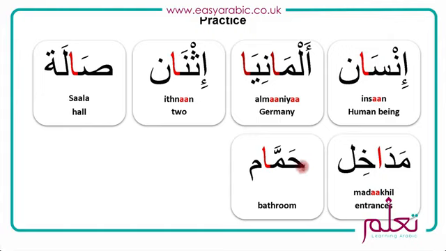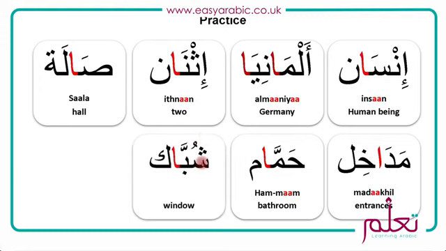Next one, we have the letter ha, which is with the fatha, ha, and then the mim. Now this has got the shadda on it. So remember from the previous lessons, shadda means that we double the sound. So it's ha, mim, ham, and then mim with the fatha, hamma, and the alif, hammam.